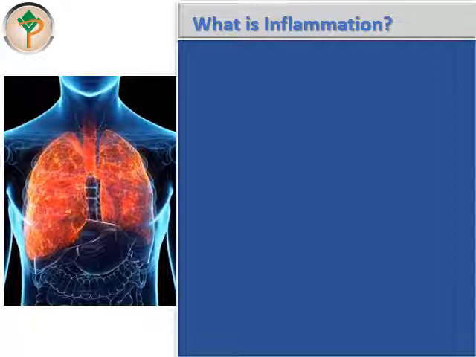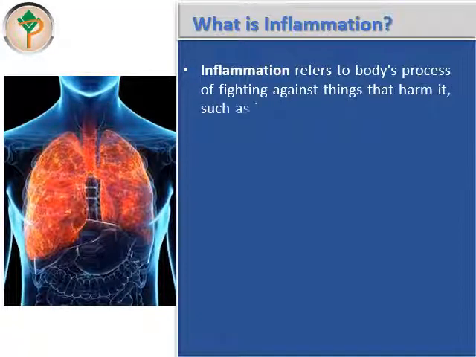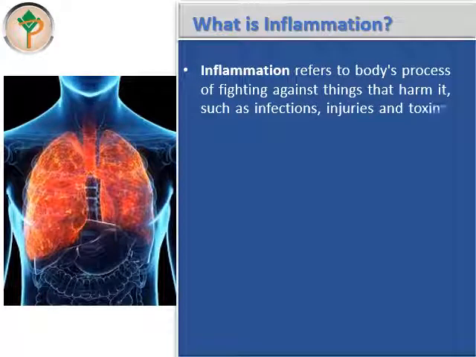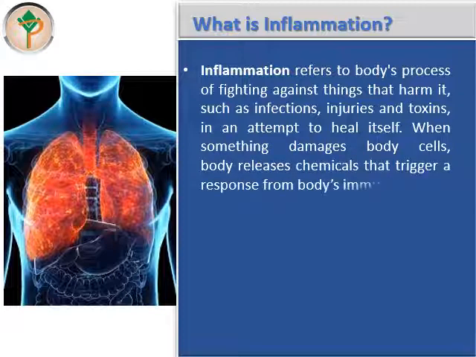Now let us know what inflammation is. Inflammation refers to the body's process of fighting against things that harm it, such as infections, injuries, and toxins, in an attempt to heal itself. When something damages body cells, the body releases chemicals that trigger a response from the body's immune system.